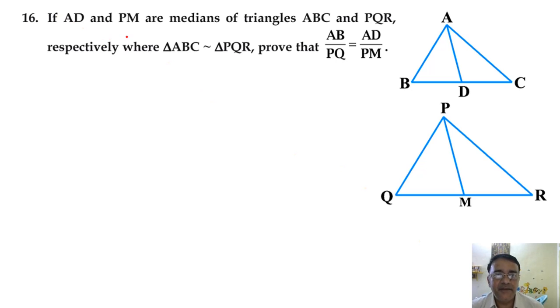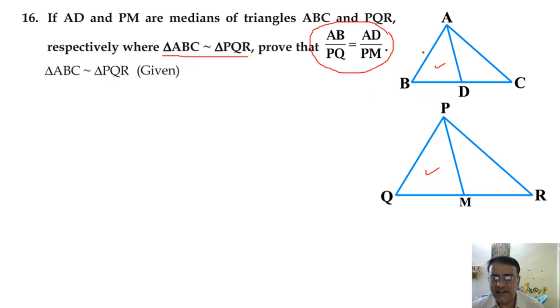If AD and PM are medians of triangles ABC and PQR respectively, where triangle ABC is similar to triangle PQR, it is already given. We have to show that these two ratios are equal. So for that we have to prove these two triangles similar. Okay, these two triangles are similar, that we have to show. So let us start with the given one first. These two are given.